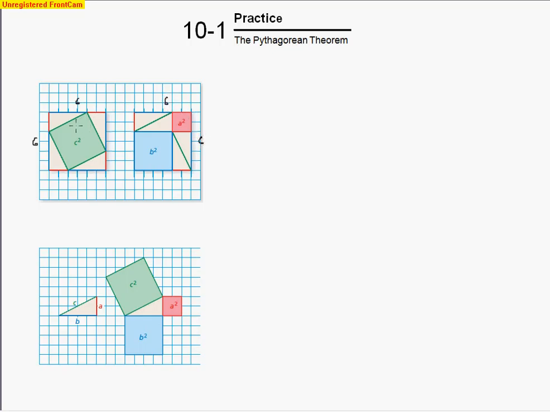So let's take a look at this square right here. Let's try to figure out what c squared is. Now, c squared comes about because this side here is c and this side is c. So the area is c squared. So c times c equals c squared. So they're talking about the area of this green square here.